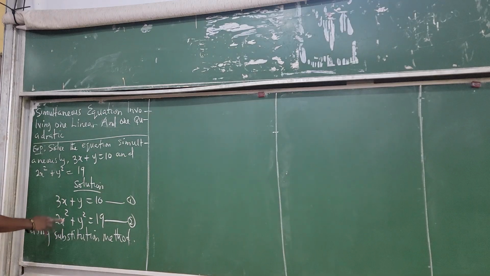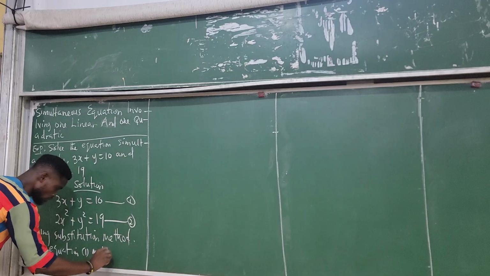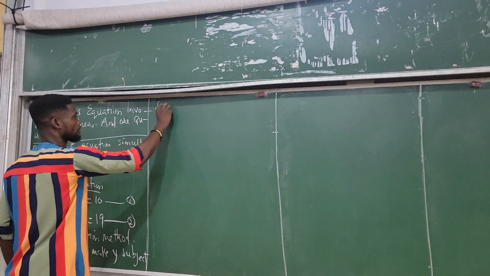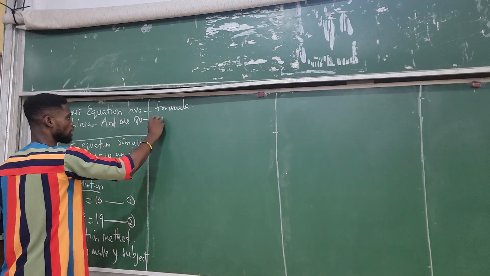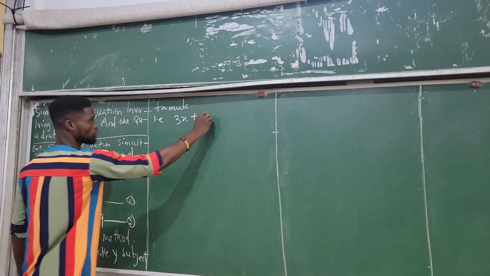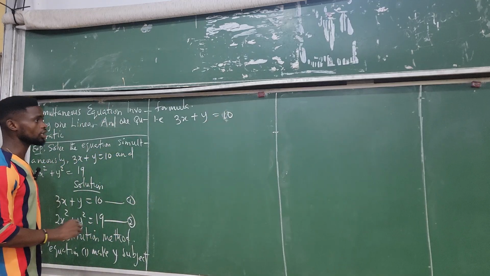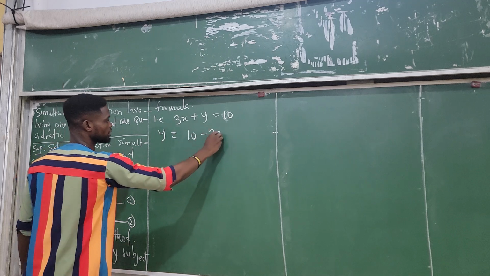Now, if we want to use the substitution method, that means we have to make y the subject of the formula from equation 1. Equation 1 is 3x plus y is equal to 10. Making y the subject, y will be equal to 10 minus 3x.